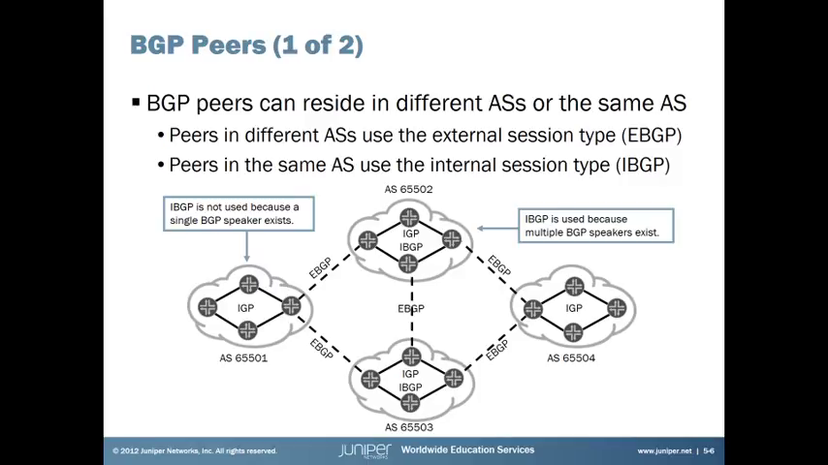All right. So the note here is that IGP is used because multiple BGP speakers exist. We need to be able to share BGP routes from one BGP router in our autonomous system to others. So we need to be able to share those routes, and therefore we create the iBGP peering arrangements.